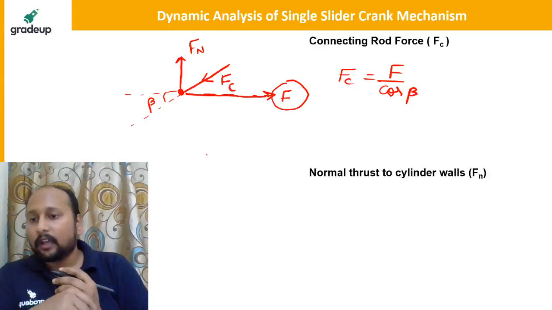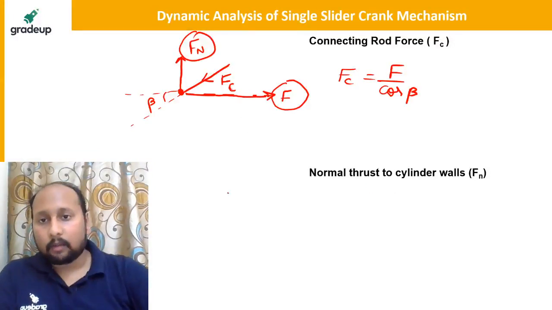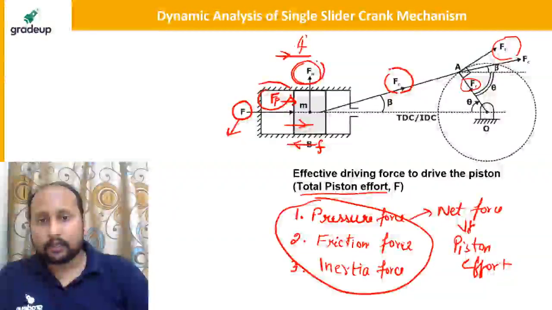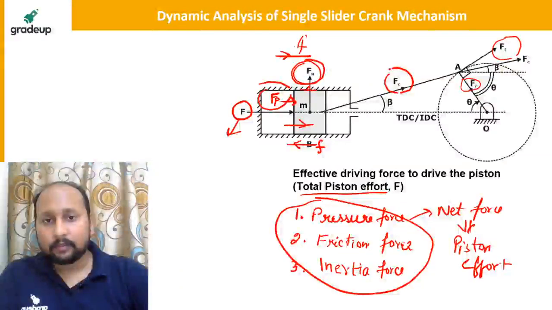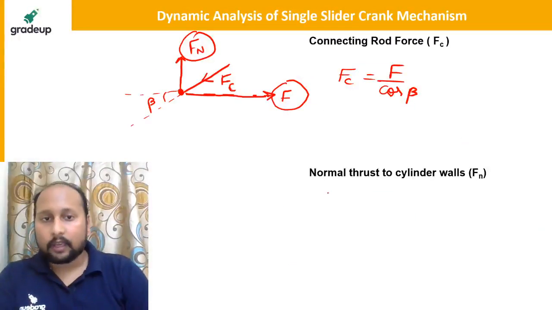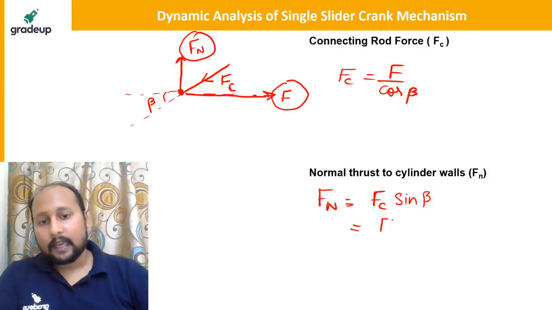If I want to calculate the normal thrust, that is Fn, let me show you the diagram. This Fn is the normal thrust, the force acting on the cylinder walls. So I can write Fn is equal to Fc sine beta, and instead of Fc I can write F by cos beta. So this will be F tan beta.